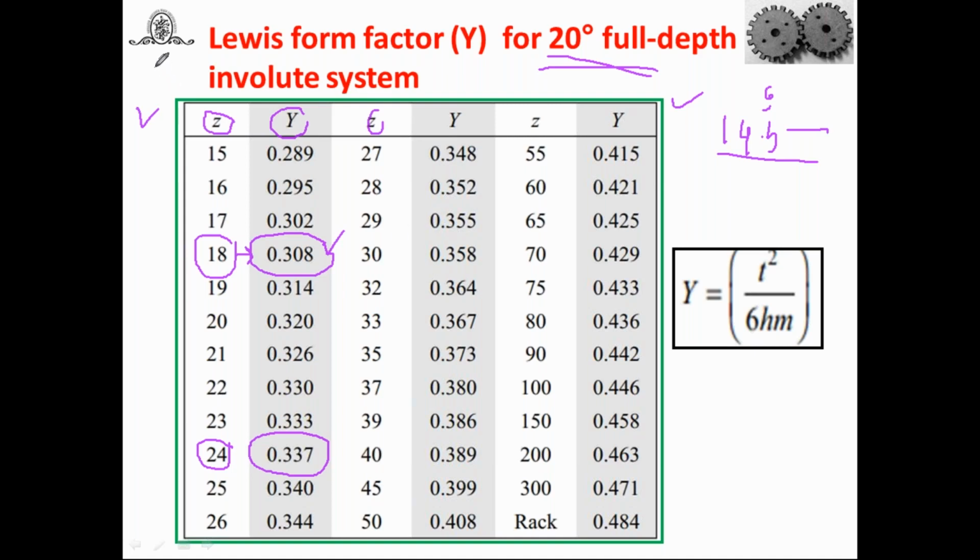Okay. So you have to refer to the chart, and by using the chart, you can take the values of this Y, Lewis form factor. But you should know the significance, and that T and H have a relation with 20 degree, 14.5 degree, and have a relation with the Y. Try to understand. This is Lewis form factor. How to take it from the chart for 20 degree.